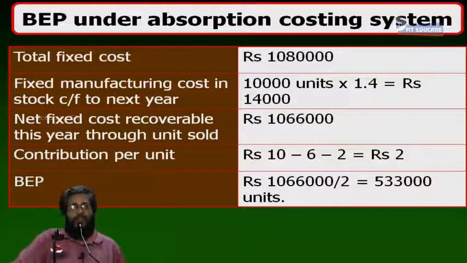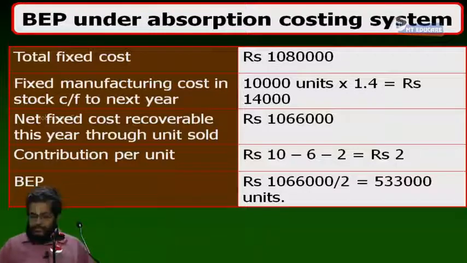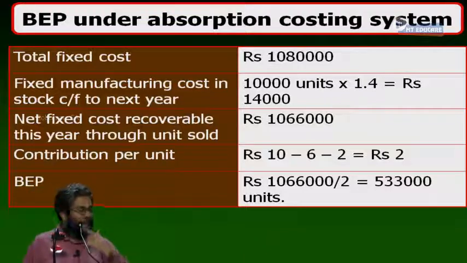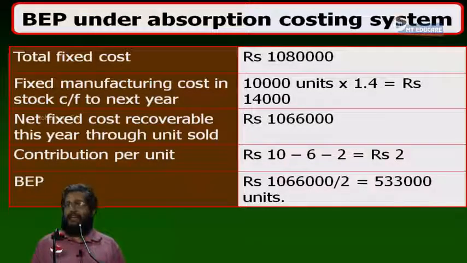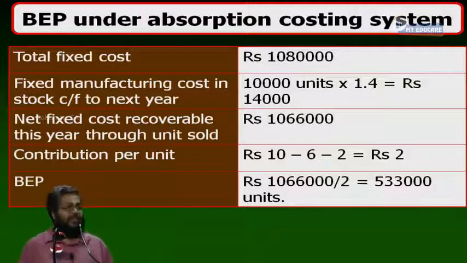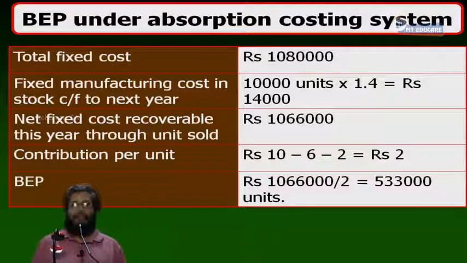We can observe that at absorption costing break-even point, that is how many units? Tell me. We can observe absorption costing, how many units? 5,33,000 units. At absorption costing break-even point, that is 5,33,000 units.